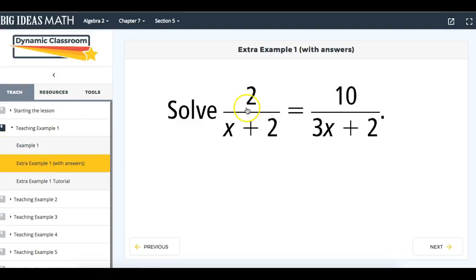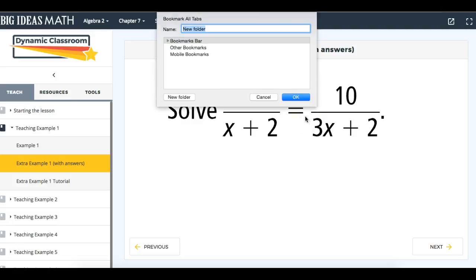Let's look at this problem. 2 over x plus 2 equals 10 over 3x plus 2. You should be walking through this step by step with me. Now that you've seen this, this should be your notes that you're taking right now. Since we have a single term on either side, you're just going to cross multiply here. Now you're multiplying by your denominators. So what you're going to do each time is take your denominator and cross multiply.